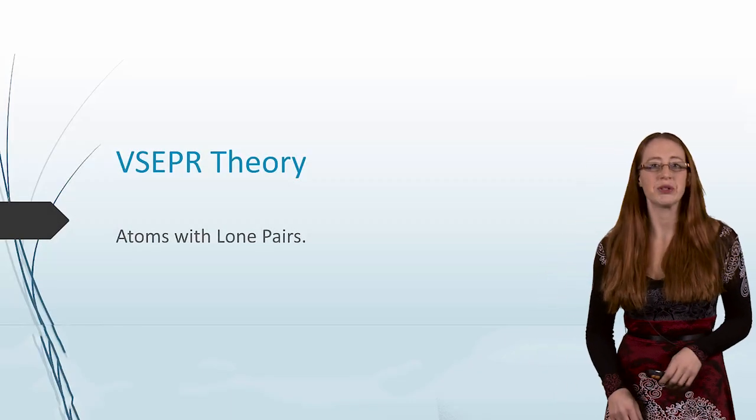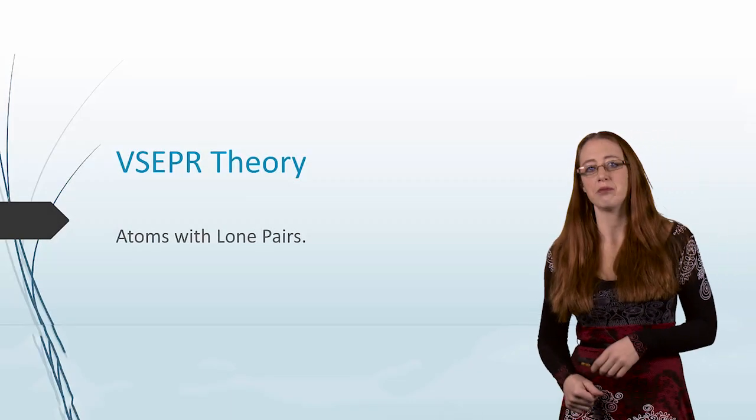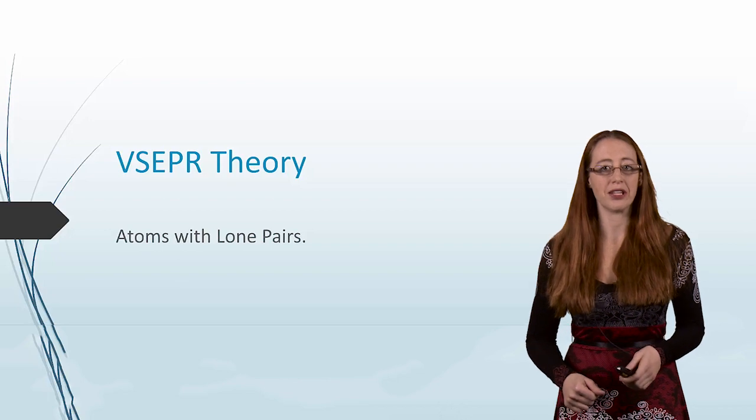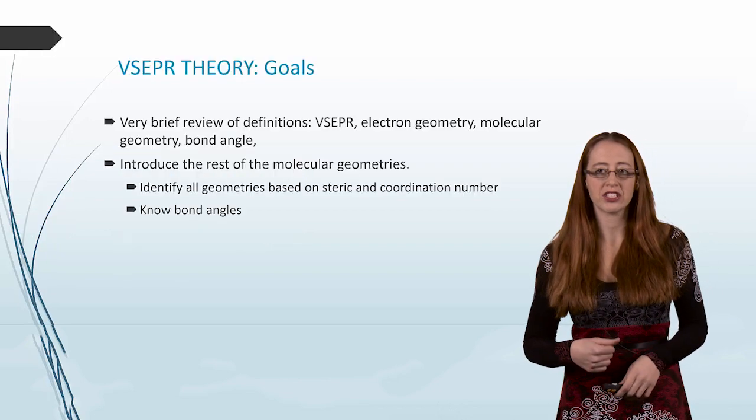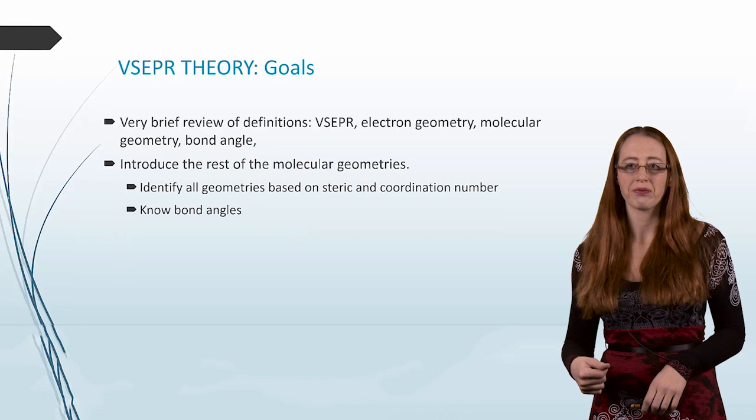This lecture is going to continue our discussion about VSEPR theory, this time moving into where our central atom is also going to have lone pairs, and so our molecular and electron geometries won't be the same anymore.